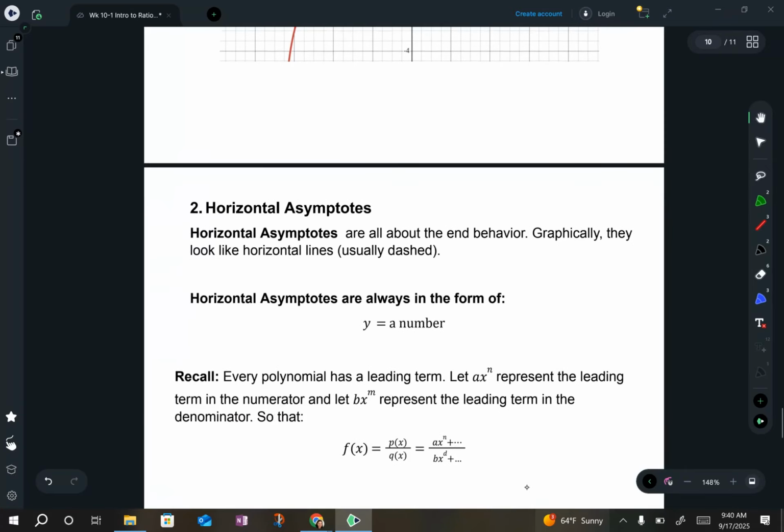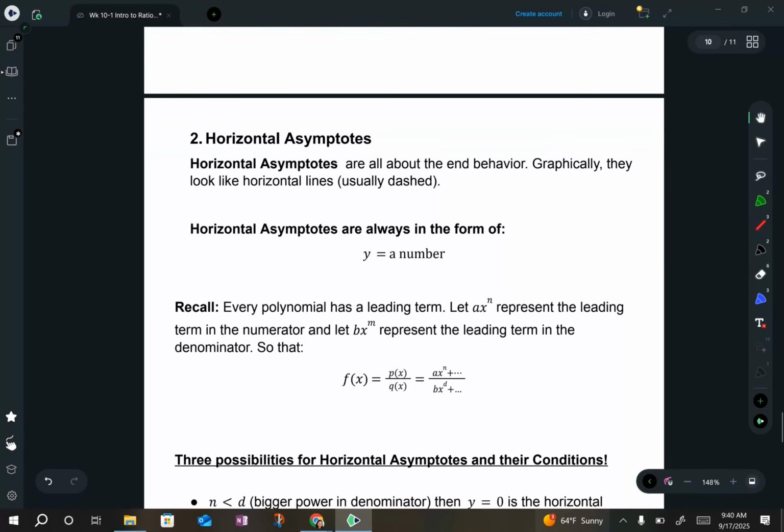And the other thing that happens are horizontal asymptotes. Horizontal asymptotes are all about what happens in the end behavior. They don't affect the middle, just the end. They are graphed as horizontal dashed lines, and they're always of the form y equals a number because horizontal lines are a fixed y value. So don't forget, every polynomial has a leading term and a degree. We're going to look at those leading terms and the degree of the numerator polynomial and the denominator polynomial to think about horizontal asymptotes of rational functions.